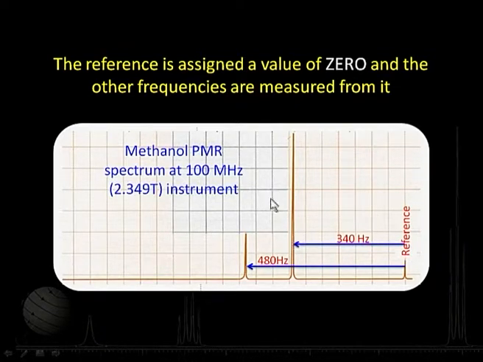What I am showing you here is a PMR, that is a proton NMR spectrum of methanol at 100 megahertz or 2.349 Tesla. There are two signals in this case; we will get into signals at a later stage. What is important is that these two signals come at a frequency of about 340 hertz and 480 hertz with respect to our TMS. So, I am talking about frequencies with respect to the reference compound.